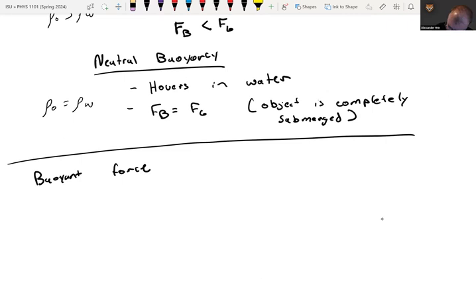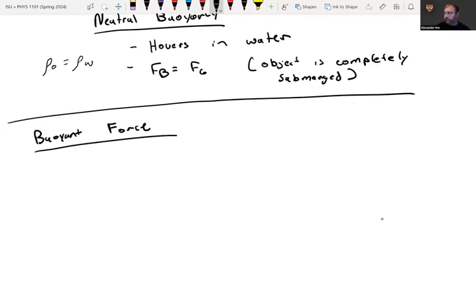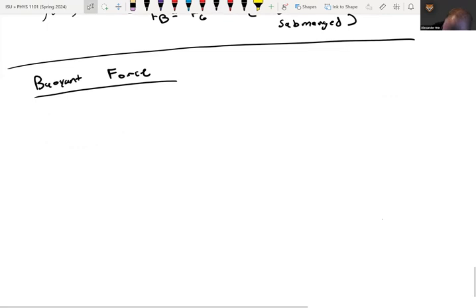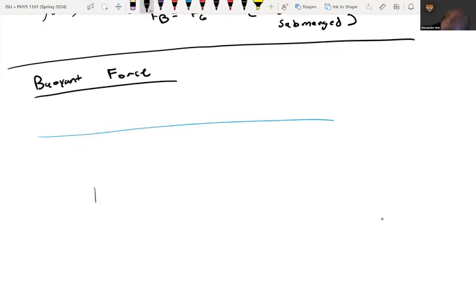The idea is that there is a differential amount of pressure on the top and the bottom of an object, and that's what actually creates the buoyant force. So what I'm going to do here is we'll do this thing submerged in water. Let's say it's a box, and you have the area of the top and the area of the bottom, and the area of the top equals the area of the bottom.